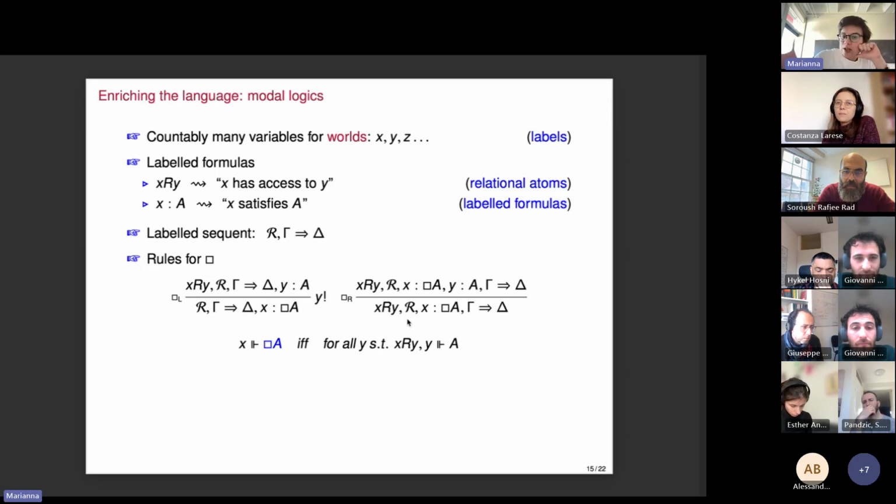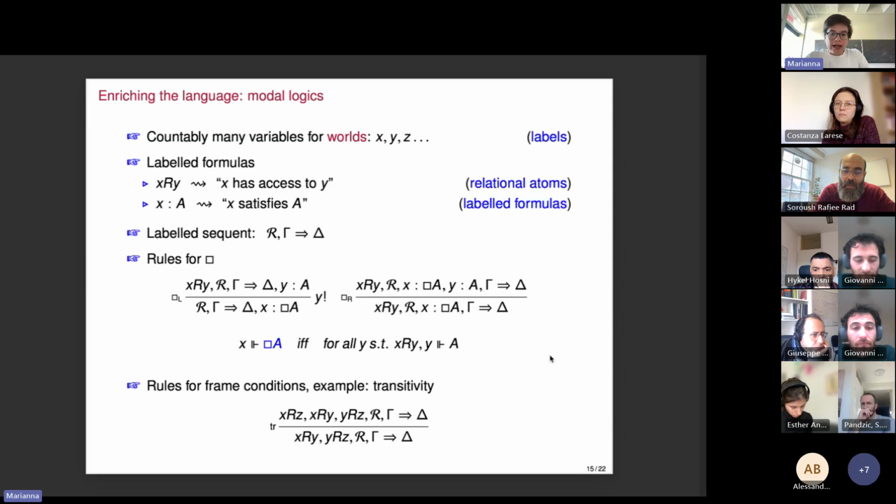And this other rule is just the dual. So here I will take any y that is accessible from x and state that A is true there as well. So it's just a syntactic way, if you want, to reason about models and to reason about truth of formulas in the model.